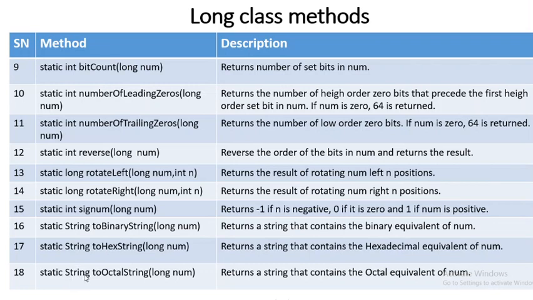Next, the return type is String, toOctalString(long num). This long number will be converted to an octal string, and this string will be returned.